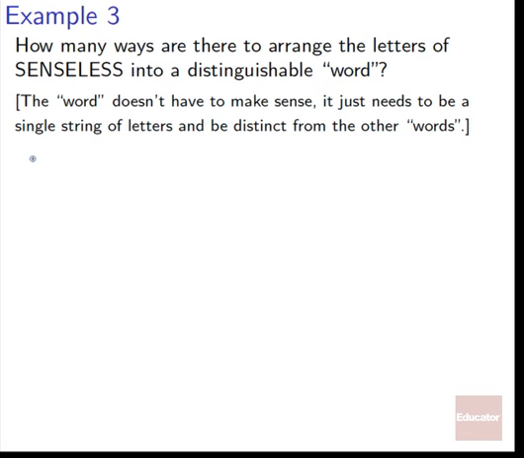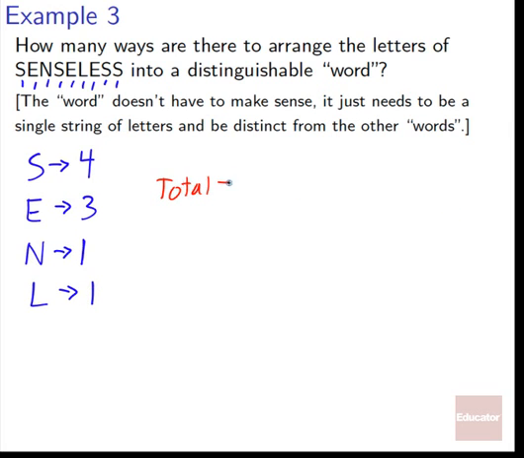So how many S's do we have? The number of S's is 1, 2, 3, 4 S's total. The number of E's is 1, 2, 3 E's total. The number of N's is 1, that's all of our N's. And the number of L's is 1 as well. How many does that mean total? Our total letters is 4 plus 3 plus 1 plus 1, so 7, 8, 9, which we'd also get if we counted 1, 2, 3, 4, 5, 6, 7, 8, 9. So good, things make sense so far.